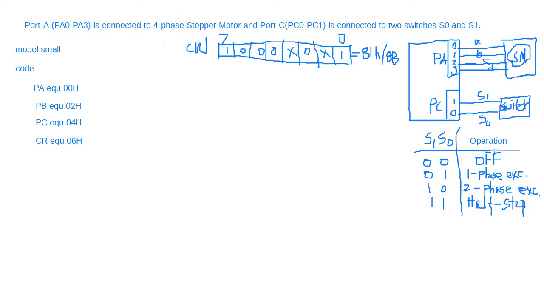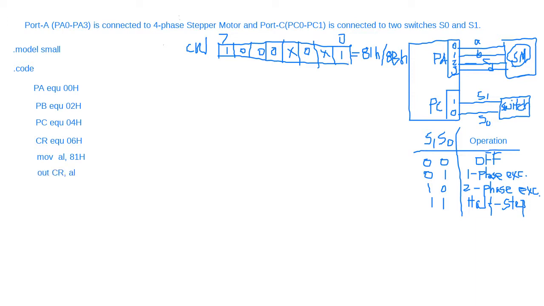1B 8BH. Okay, this is about control word. So control word is done. Now it's about finishing the program. So first of all, initialization. So move AL comma control word, 81H, and then OUT control register, AL. So control word is written in the control register.